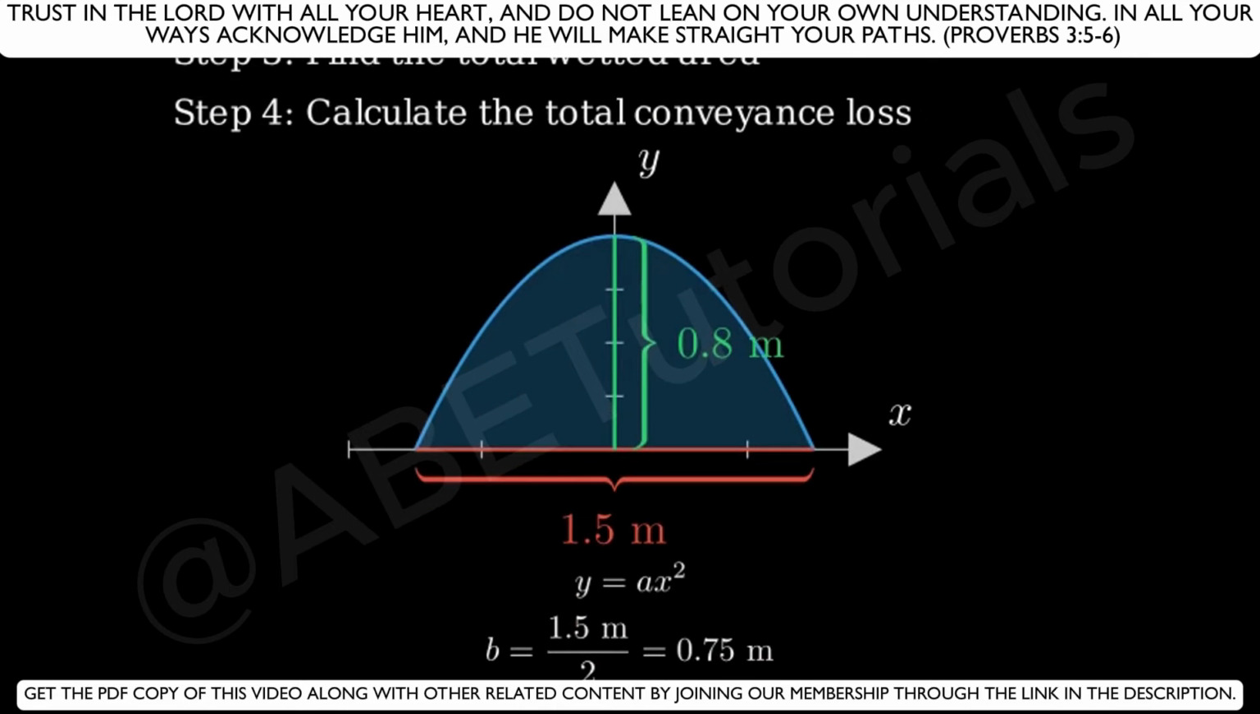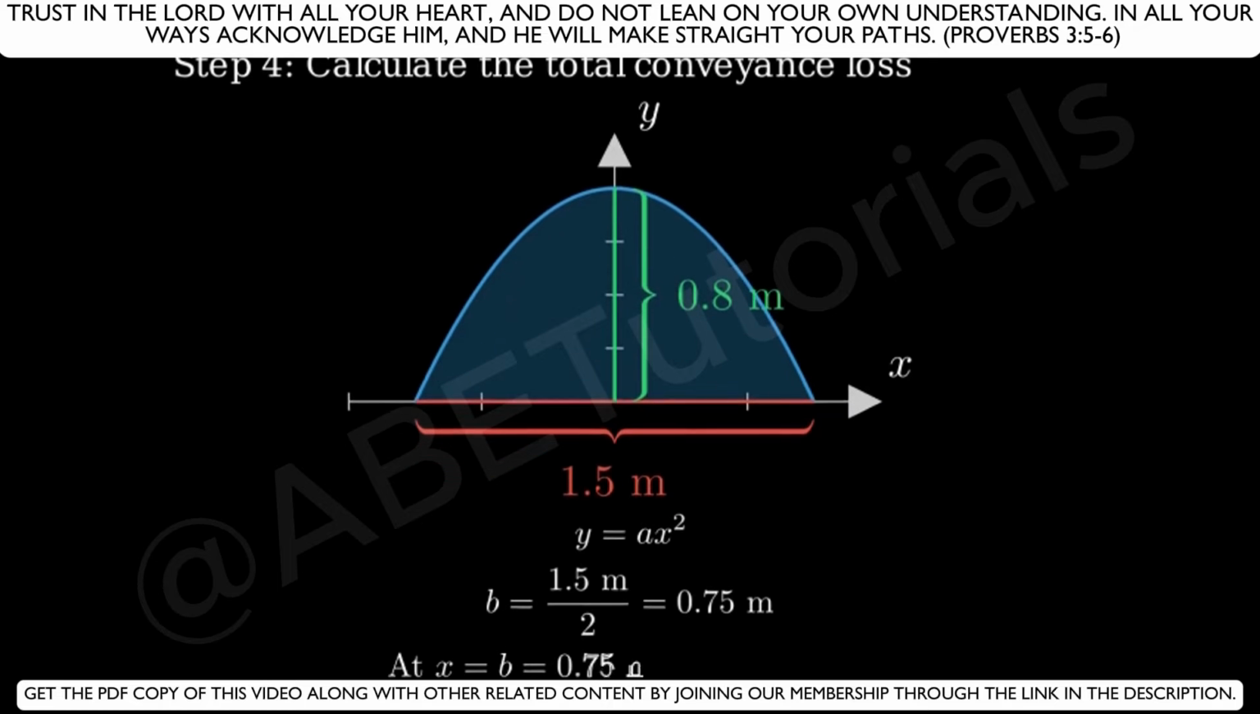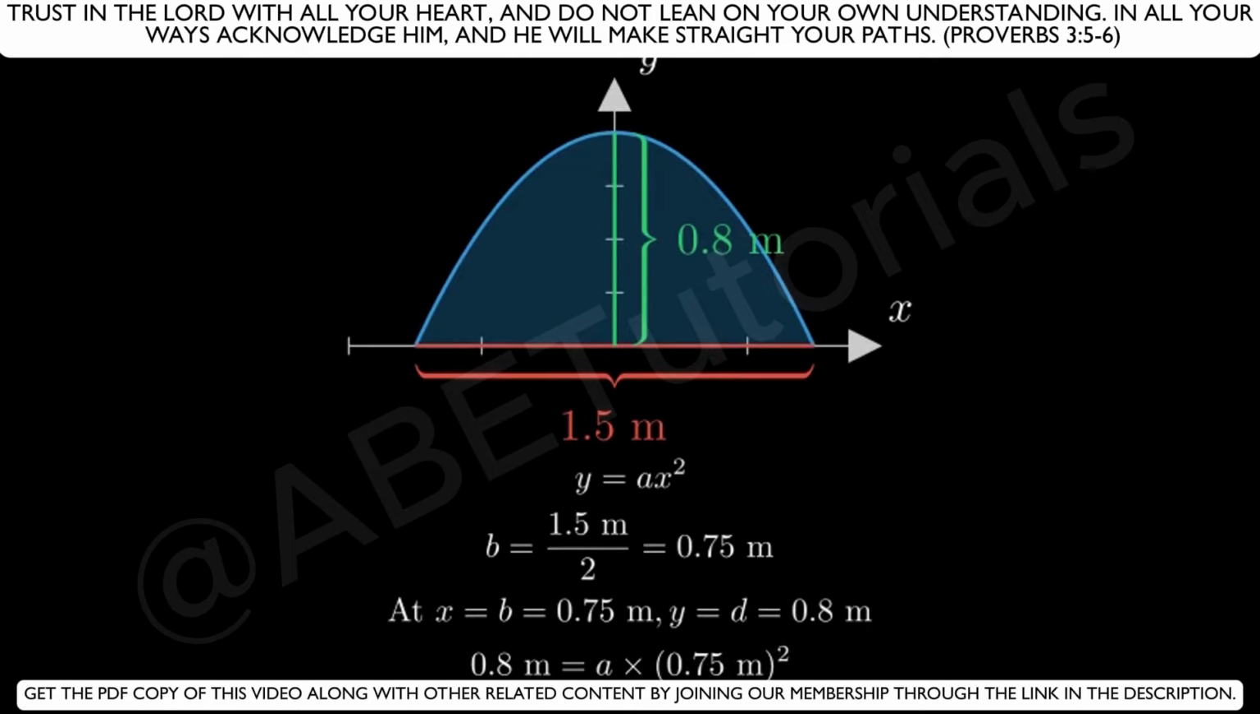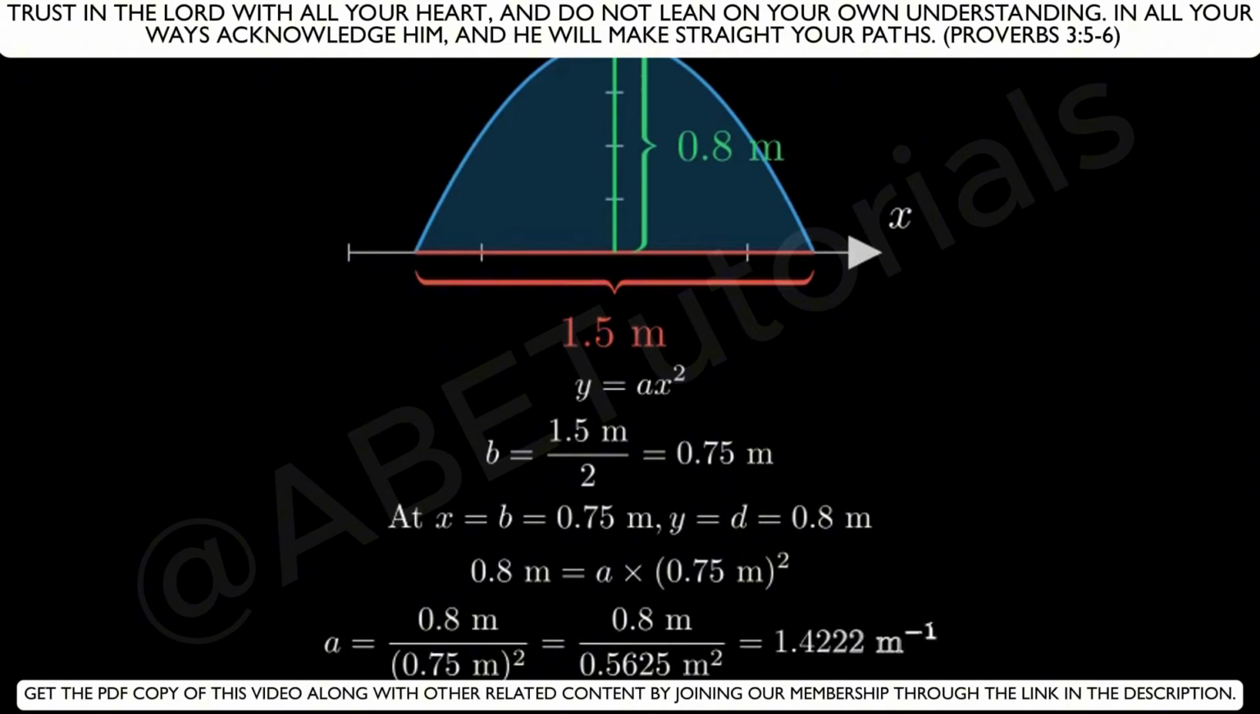To make our calculations easier, let's define b as the half width of the canal, which is 1.5 divided by 2 equals 0.75 meters. Now, at the edge where x equals b, 0.75 meters, y equals the depth d, 0.8 meters. Substituting these values into our equation, 0.8 equals a times 0.75 squared. Solving for a, a equals 0.8 divided by 0.75 squared, equals 0.8 divided by 0.5625, which is equal to 1.4222 per meter.